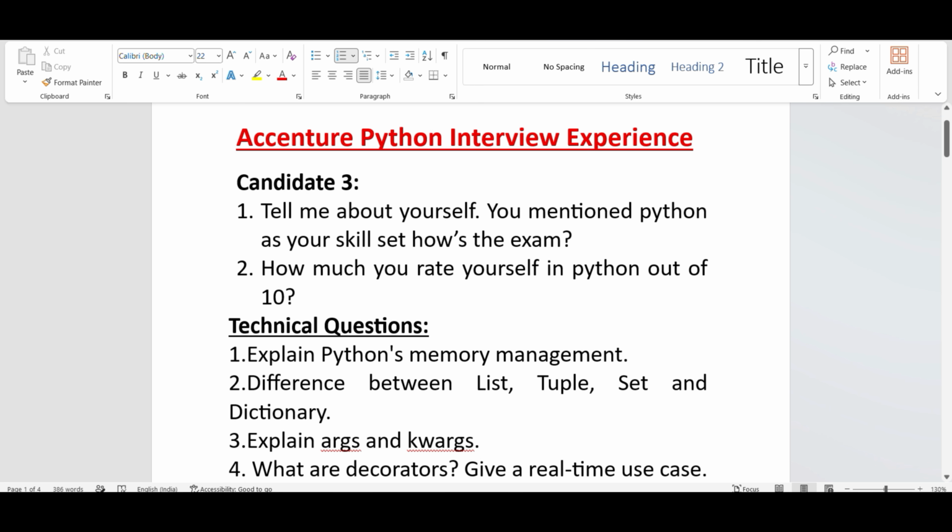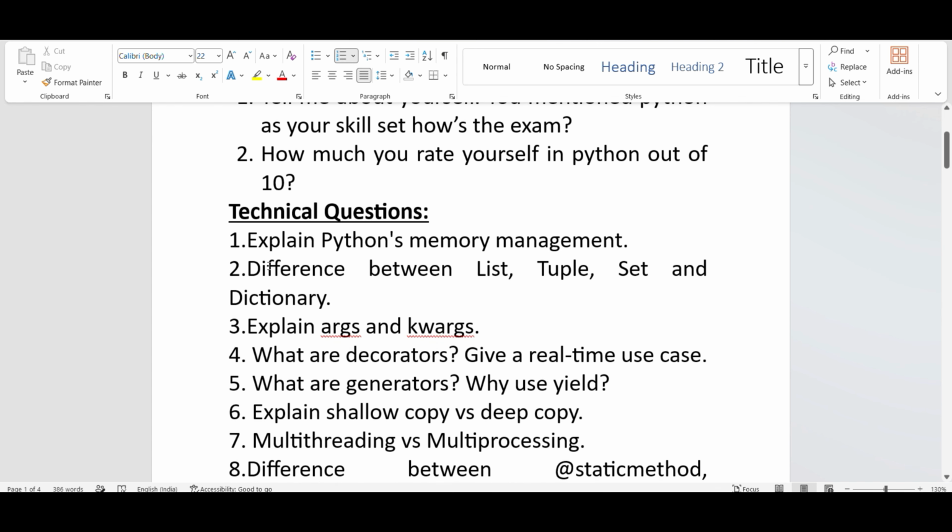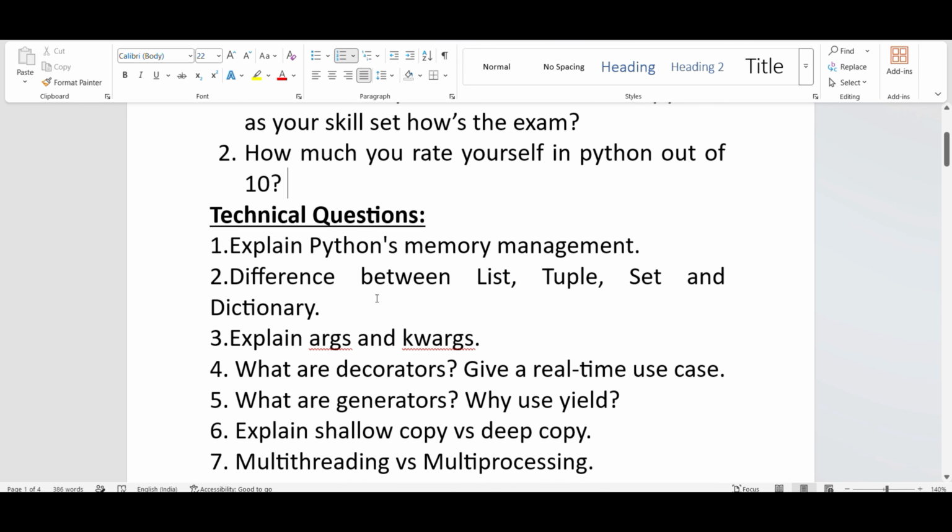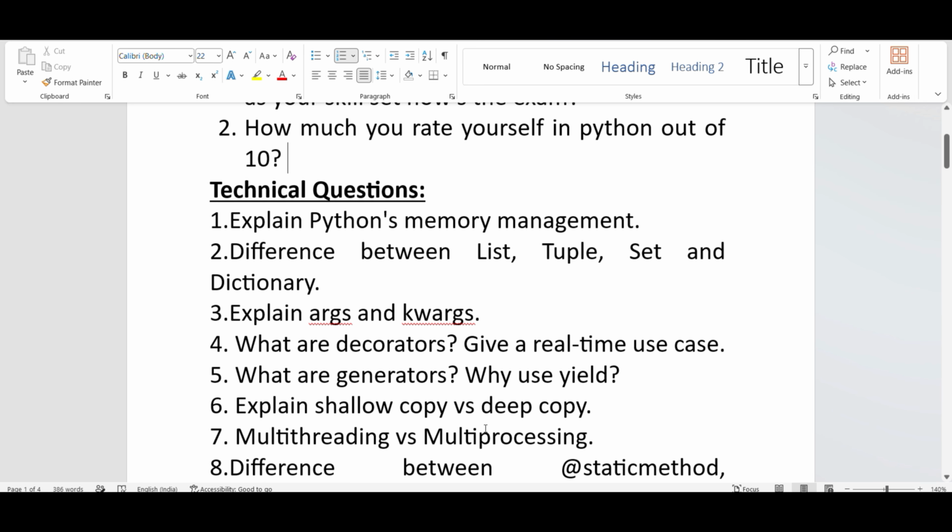And after that, going to technical questions. First question is explain Python memory management, and second question is difference between list, tuple, set, and dictionary. Third is explain args and kwargs. Fourth is what are decorators? Give a real-time use case. Fifth is what are generators? Why use yield? Explain shallow copy versus deep copy.